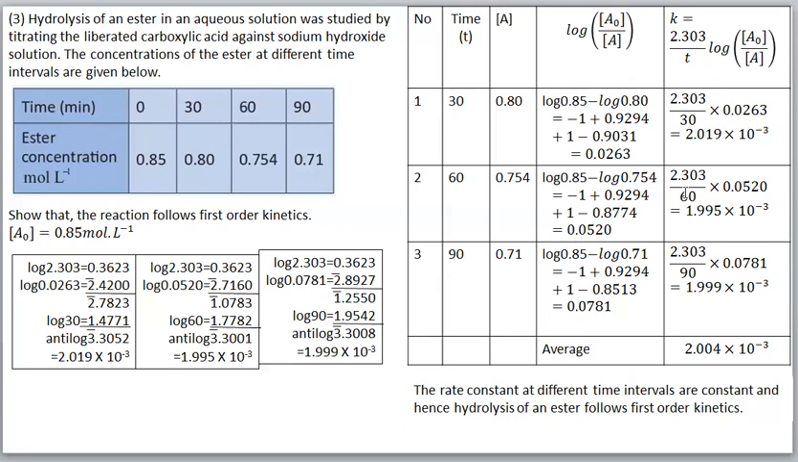Then find out K: 2.303 by T, where T is 60, into log A0 by A, this value. Then by taking logarithms, simplify. Here the logarithms are here, and simplified we will get this value. Similarly, the next value also we can find out. Then see the answer, whether all values are equal, identical. No, not identical, but almost identical. Slight, small changes are there. Nearly the same values.